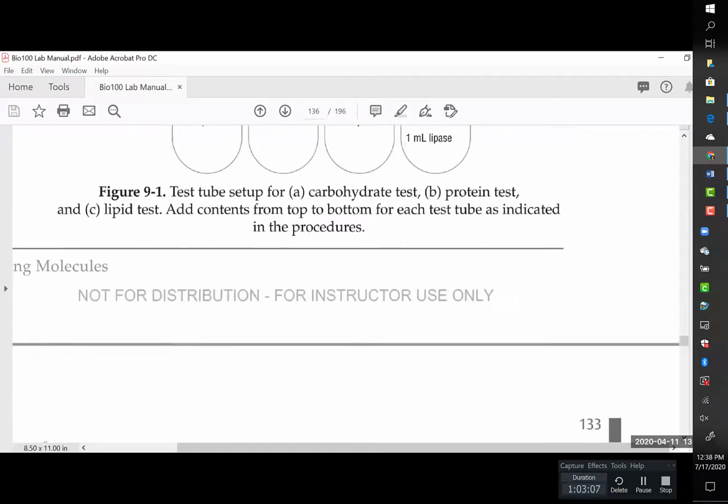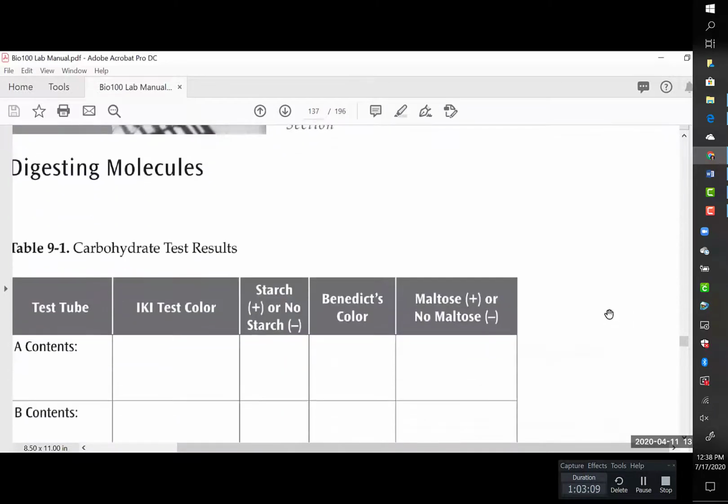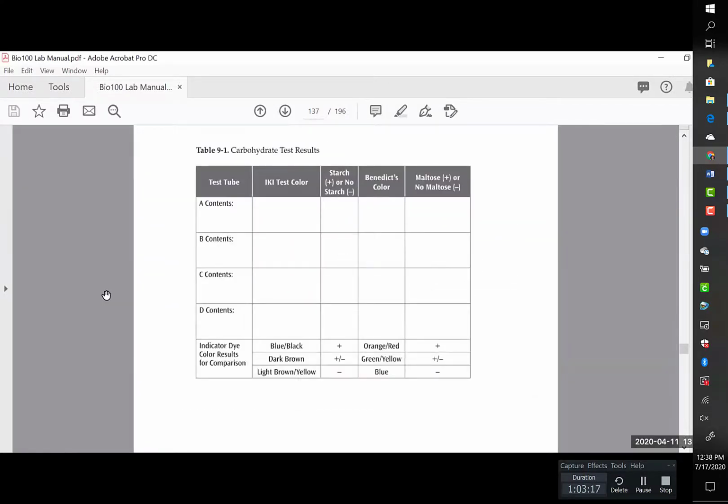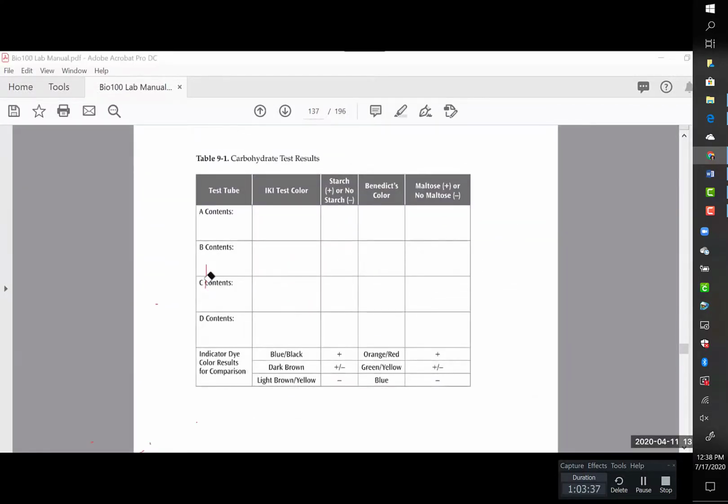So let's take a look at our results here. Remember, what we're going to need to do is fill out the contents of each one of these test tubes before turning it in to us. So go back to the table on page 132 and tell us what is in each one of these test tubes.